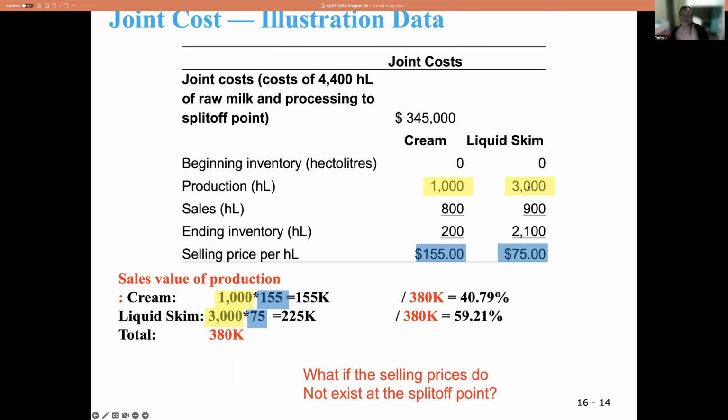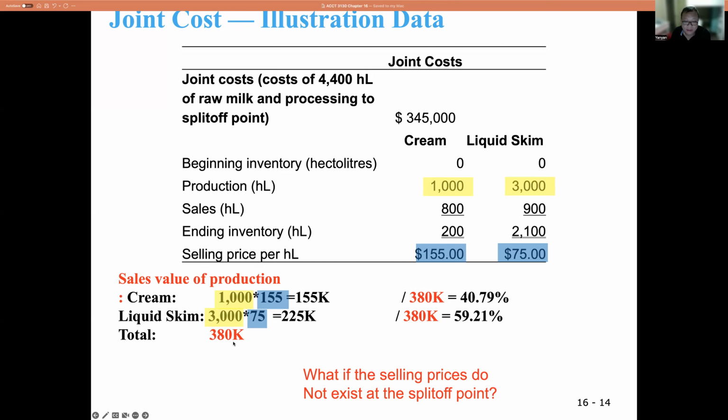So what's the sales value of the production? We're talking about the production. The production is 1,000 for cream, 3,000 for liquid skim. So the sales value of the production would be 1,000 times 155. That's the sales value of the produced cream. And 3,000 times 75, 225,000. That would be the sales value of the produced liquid skim. When I add these two numbers, it gives me 380,000.